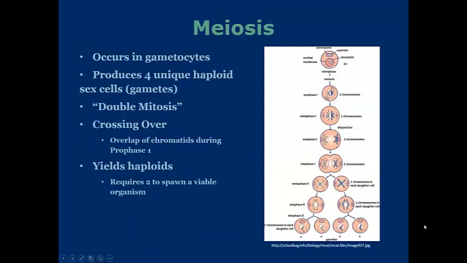When it comes to sexual reproduction, you have to undergo meiosis. Note that mitosis creates 2 identical daughter cells, whereas meiosis generates 4 unique haploids, which are called gametes, and it requires 2 of these to produce a functional zygote. Often, this is called double mitosis because there's 2 phases of prophase, metaphase, anaphase, and telophase, listed to your right. A unique feature of meiosis is the potential to cross over, which is when the overlap of chromatids during prophase 1 will cause exchanges of genetic material.